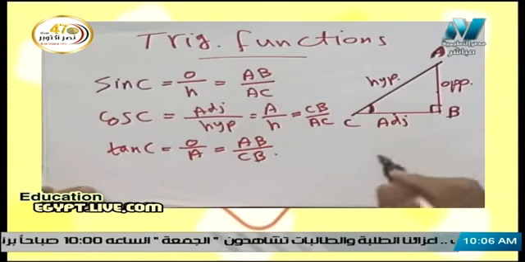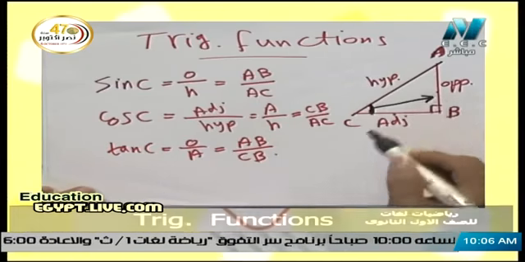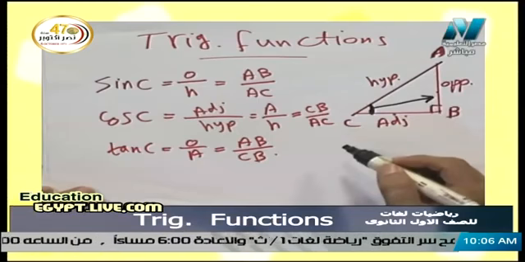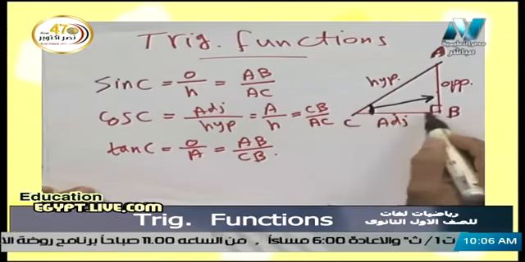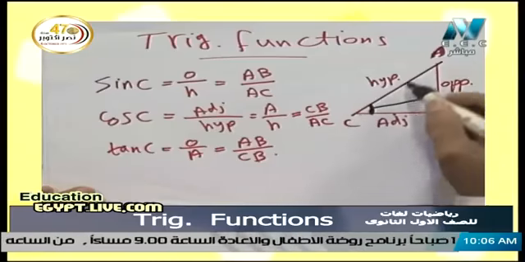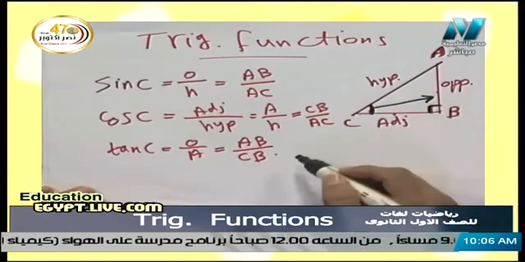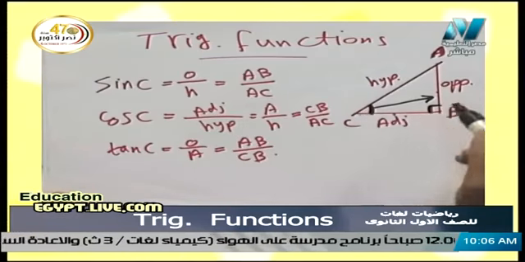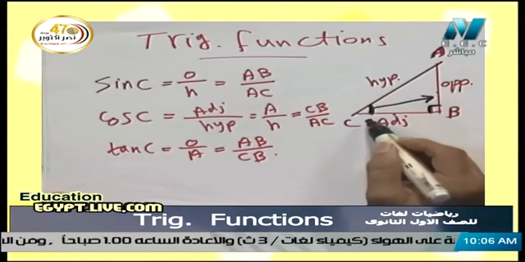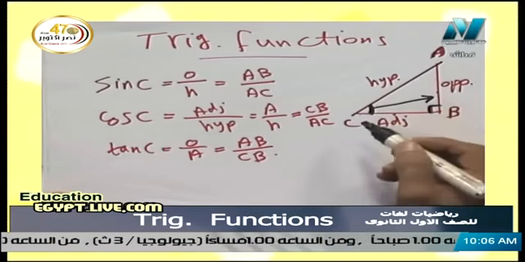Some of you can ask, what is the opposite, what is the adjacent, and what is the hypotenuse? If we have an angle C, then the side opposite to it we call the opposite side. The adjacent is the side beside the angle C. And the hypotenuse is the side opposite to the right angle. So for C, its opposite is AB, its adjacent side is CB, and the hypotenuse side is AC.